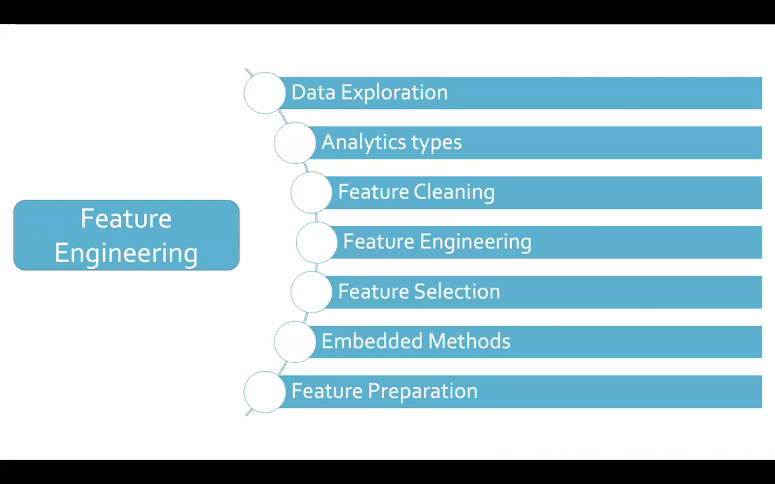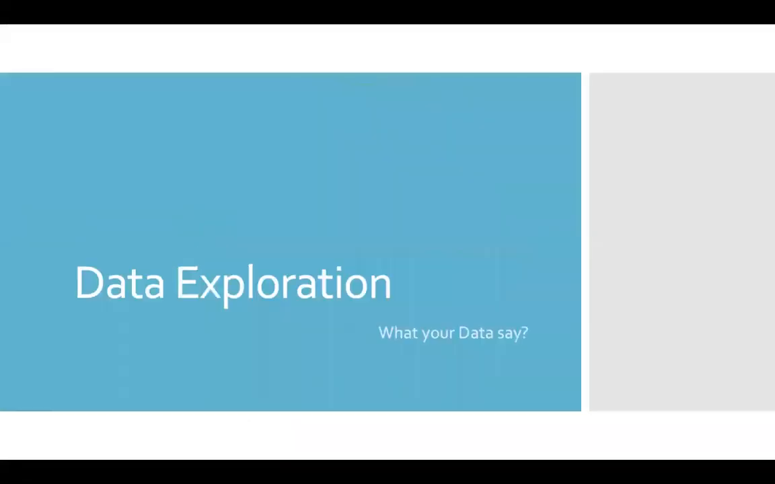Now, this feature engineering has multiple parts to talk about. First is data exploration. Second is what kind of analytics you want to apply on it. The third is feature cleaning. The fourth part is feature engineering, feature selection, embedded methods, and feature preparation. So there is a common part you can see over here, which is called feature engineering within feature engineering, which I'll talk about, and what exactly these parts are. I'll talk about each and every part, and I'll give you an idea about what this feature engineering is all about.